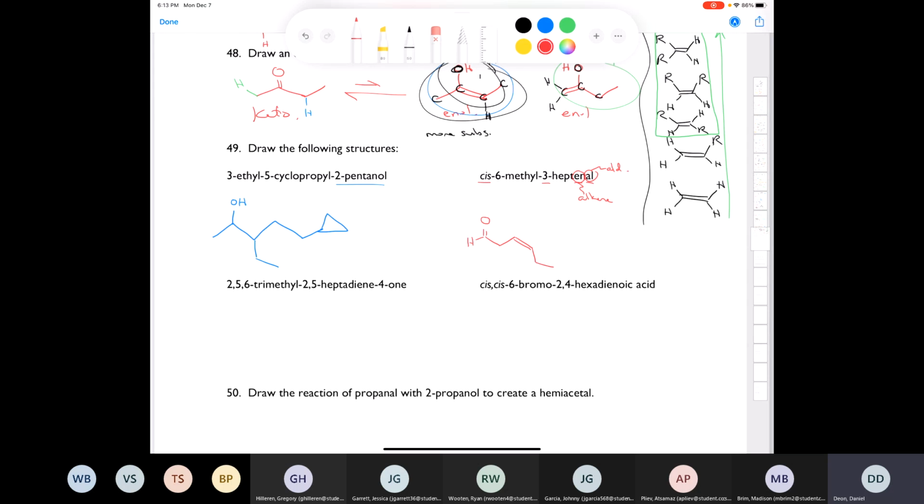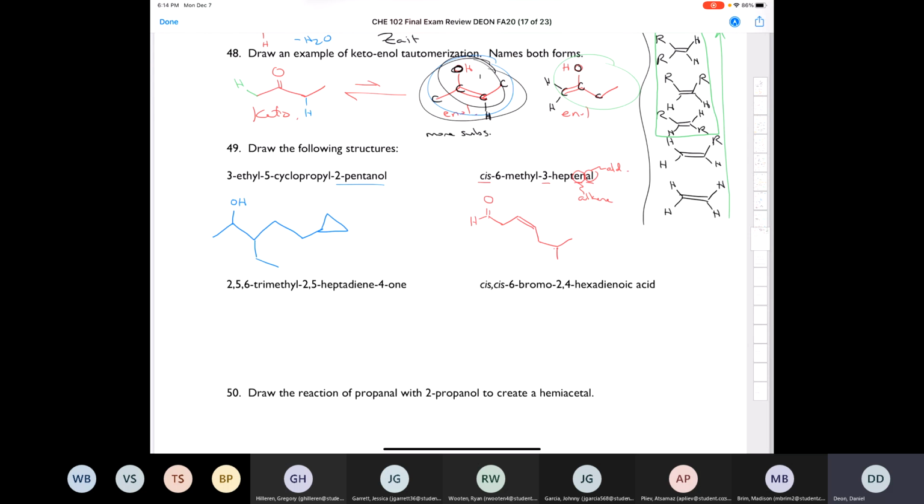And then what else do we have? This doesn't make sense. Oh, sorry. 1, 2, 3, 4, 5, 6, 7. There we go. And at the 6th carbon, we have a methyl group like that. Not my prettiest work, but still the right structure. What's next?